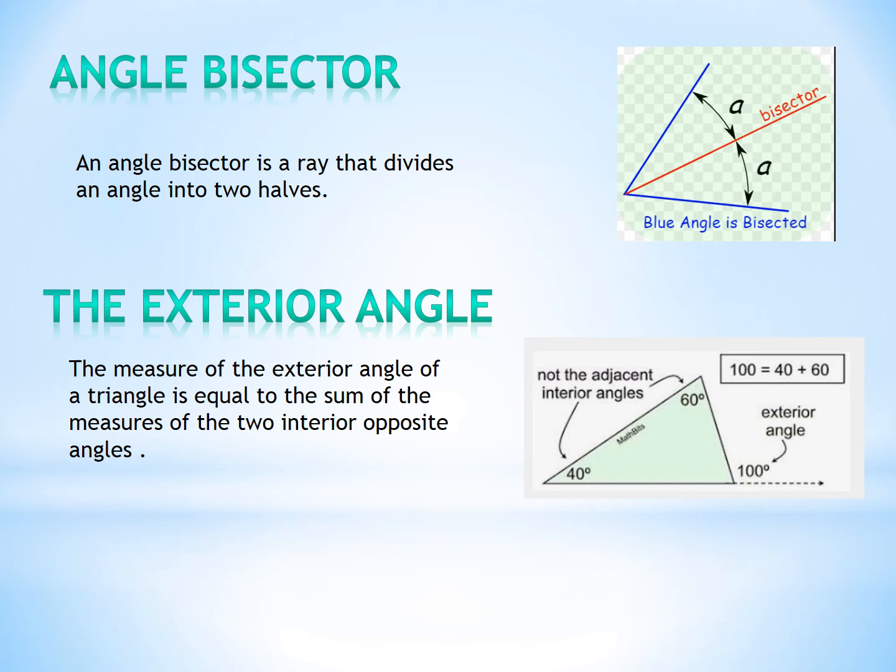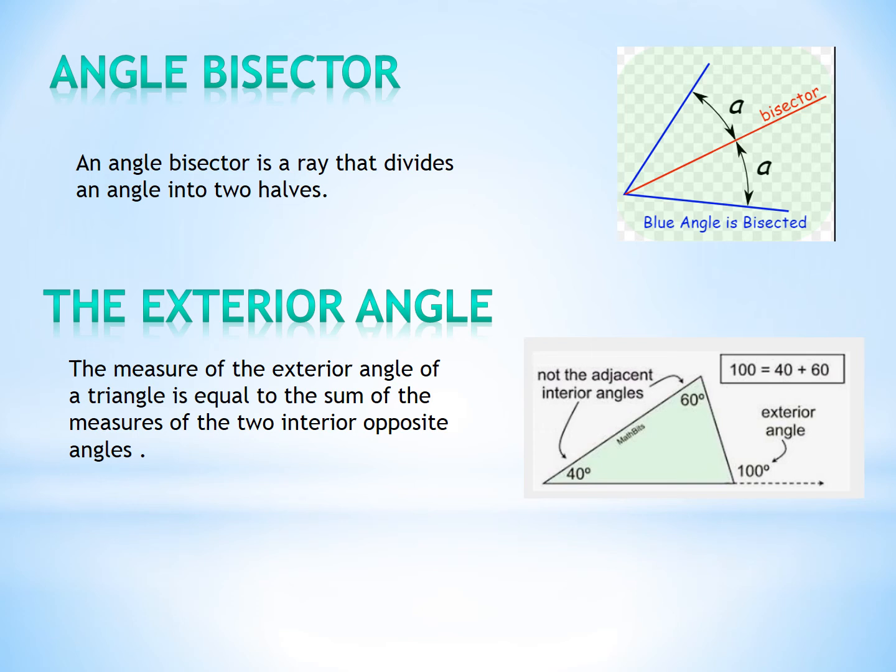خدنا الانجل بايسكتور اللي هو الري. An angle bisector is a ray that divides an angle into two halves. هو بيقسم الانجل دي لـ two equal parts، يعني two angles equal in measure.